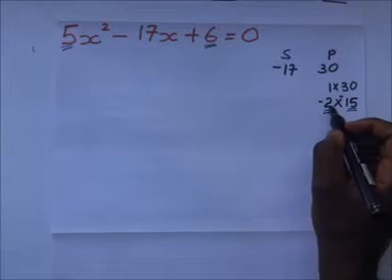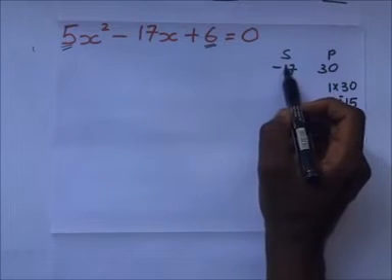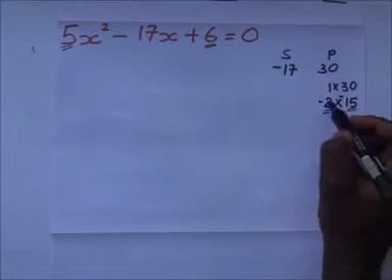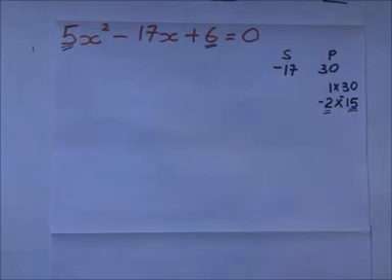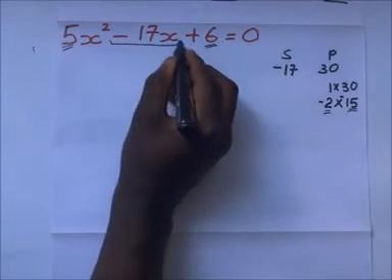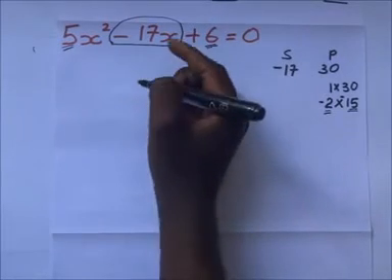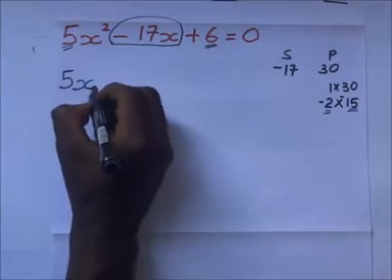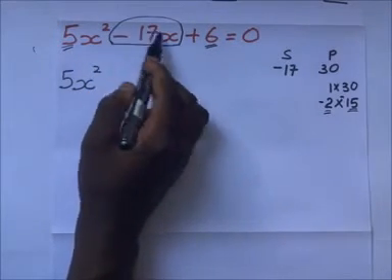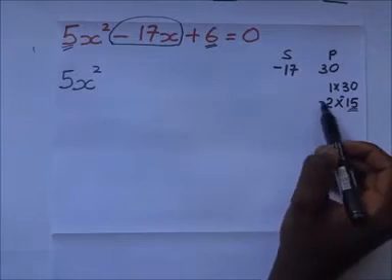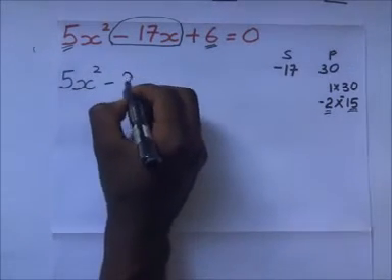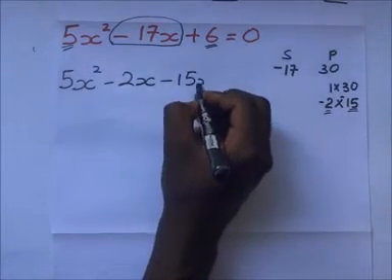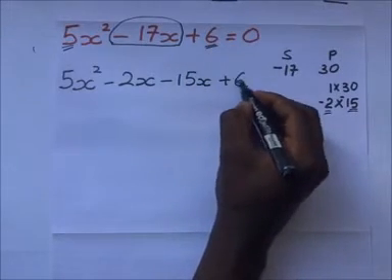So the numbers negative 2 and negative 15 give us a sum of negative 17, and when we multiply them, they give us a product of 30. So we shall use these two numbers to split this middle term into 2. So we continue with our working. From here, our next step is going to become 5x squared. Then this middle term is going to be replaced by these two numbers. So it's going to be negative 2x, that is minus 2x, then negative 15x, that is minus 15x, then plus 6 is equal to 0.